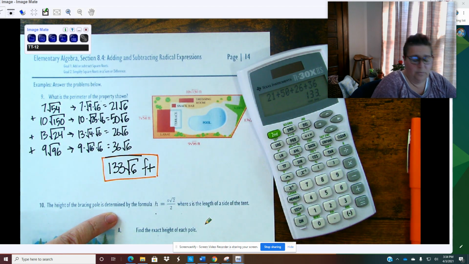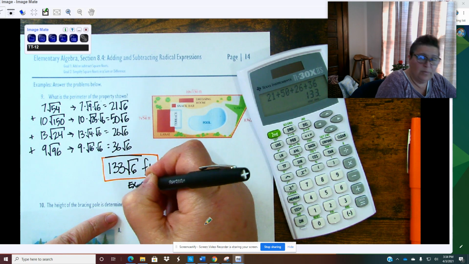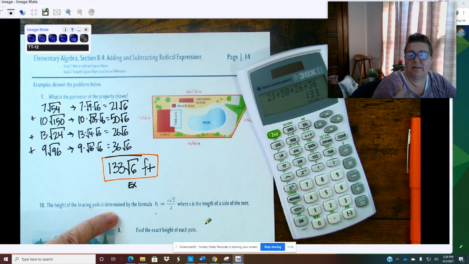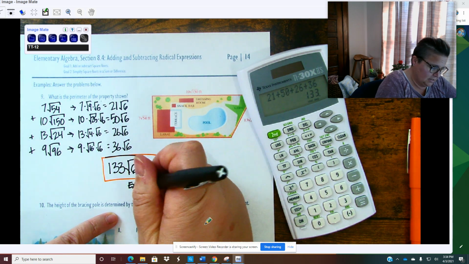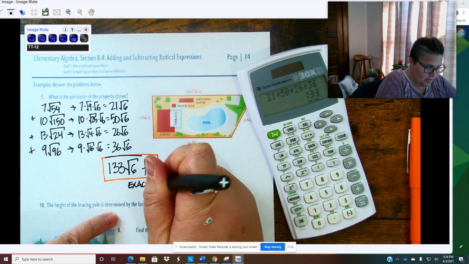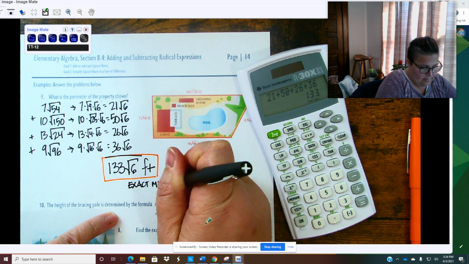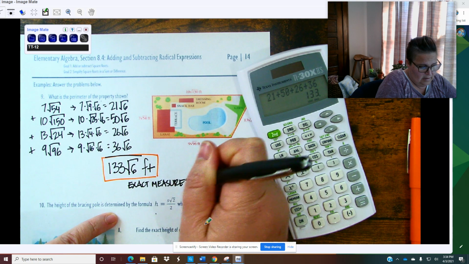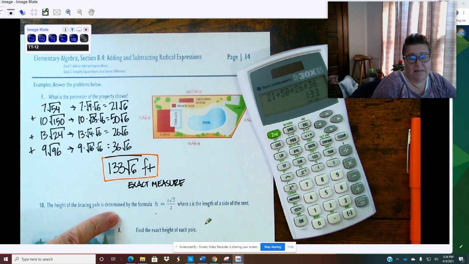And that, again, would be the exact answer. Remember when we were working with pi and I talked about the exact answer and the not exact answer? This is the exact measurement. Because if I do anything with the square root of 6, I'm going to end up rounding. And I don't want to round. I wanted the exact measurement, I think.